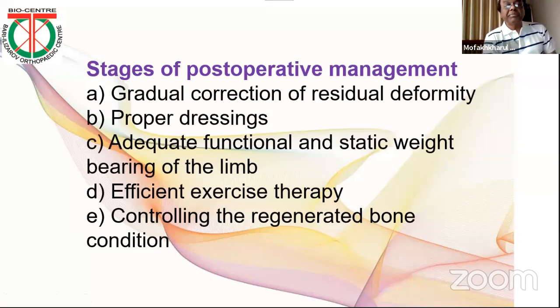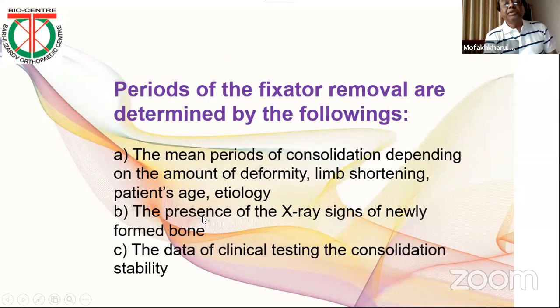Stages of post-operative management: gradual correction of residual deformity, proper dressing, very important. In Kurgan Center, they are doing very nicely, and I always try to follow this proper dressing. Adequate functional and static weight bearing of the limb, efficient exercise therapy. Dear friends, putting the Ilizarov apparatus and not doing any therapy is not good. Controlling the regenerated bone condition all the time by doing X-ray.